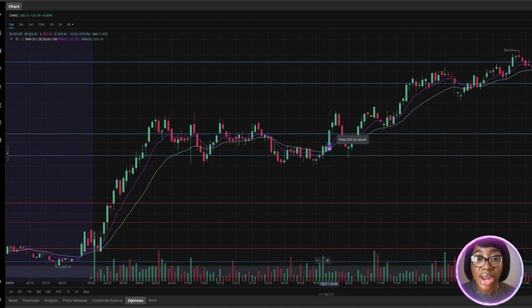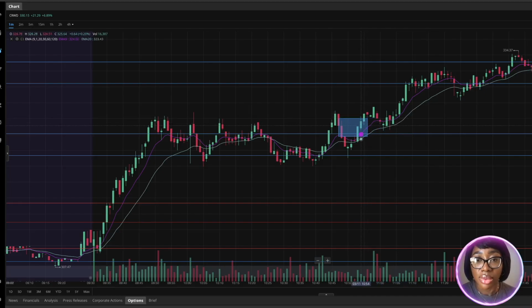So price was here, there was pullback. This is considered pullback. And then price went back up. Hold on, let me do this correctly. For some reason, every time I try to, there we go. Let's do a better one. So this is the pullback. This will be considered pullback. And then it goes up.